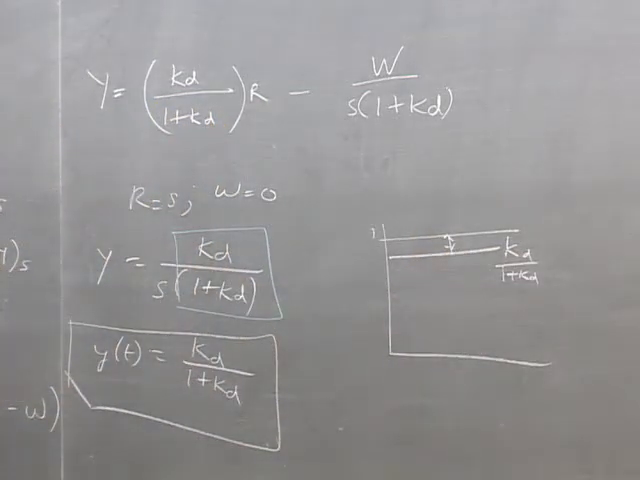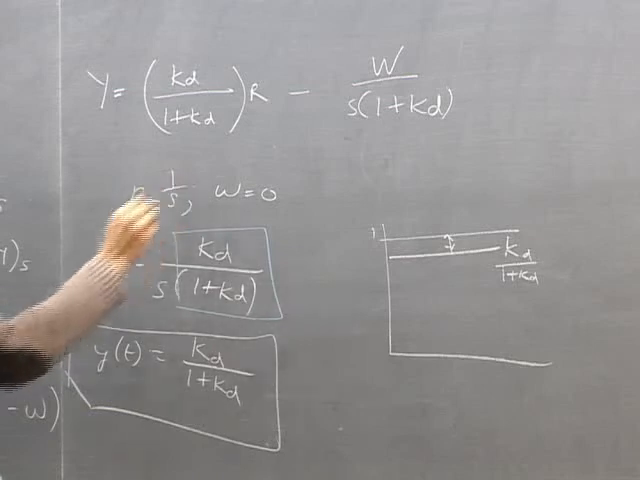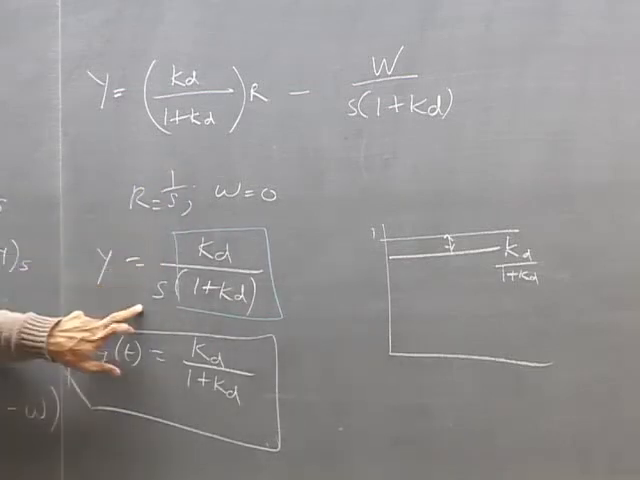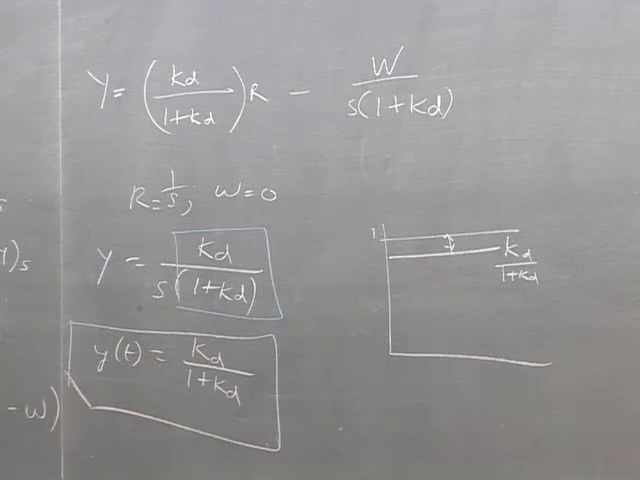You can also look at the final value theorem. R is 1 by S, I'm sorry, yeah. So you get the 1 over S over there. And so you can see that the final value theorem will also tell us that the steady state error is non-zero, okay?